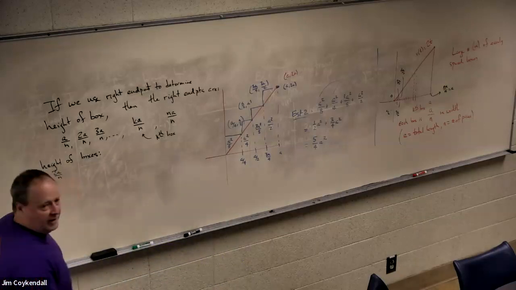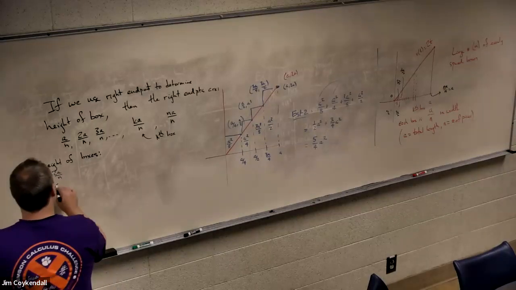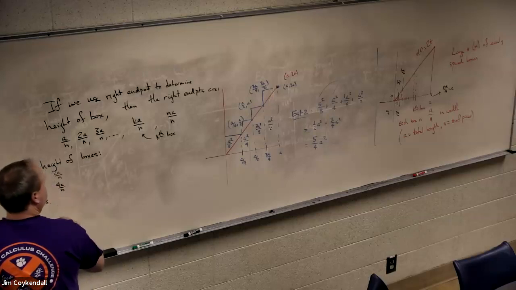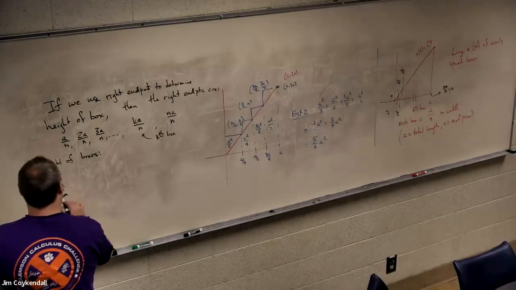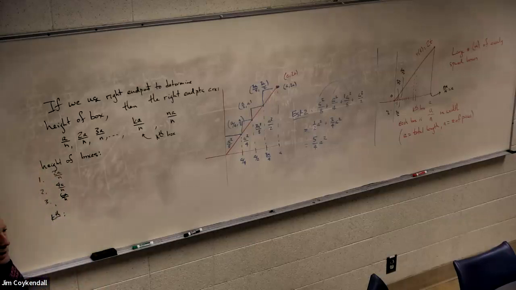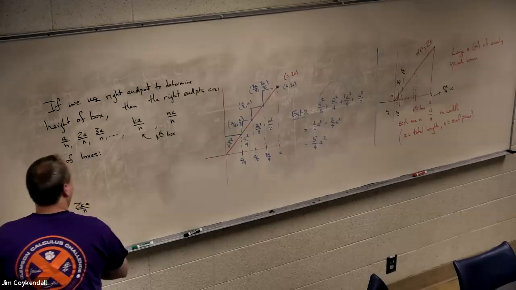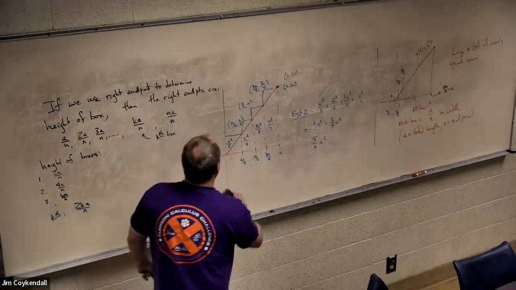Second box, what's the height of the second box? 4a over n. Third box, 6a over n. Keep doubling these things. What's the height of the kth box? Good. 2k a over n. So now we're going to see the sigma notation step in here.